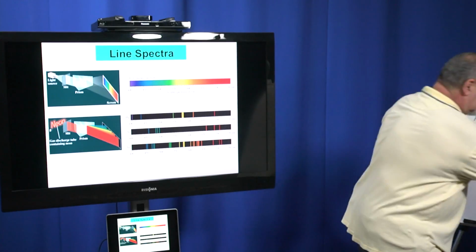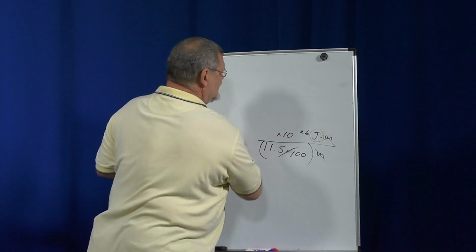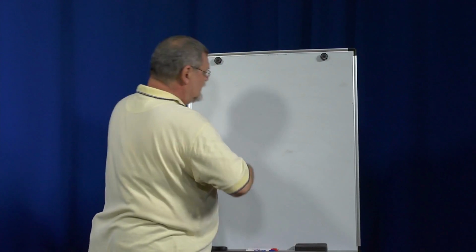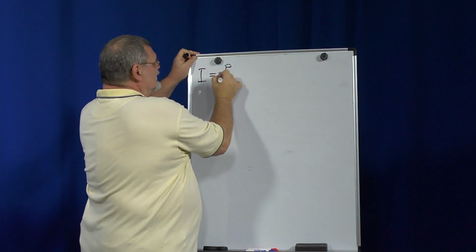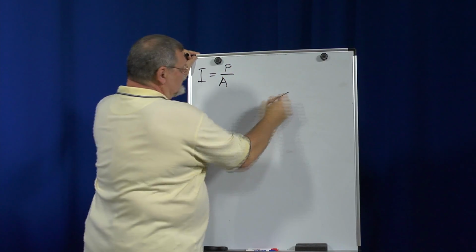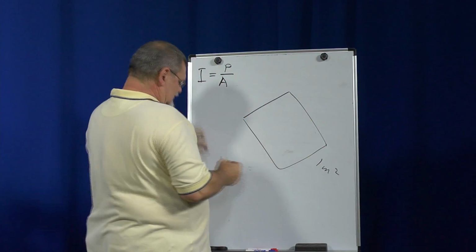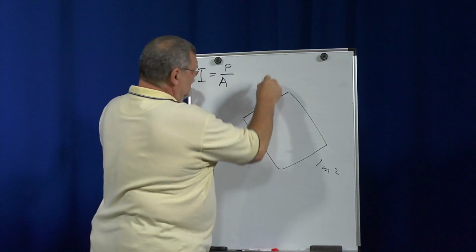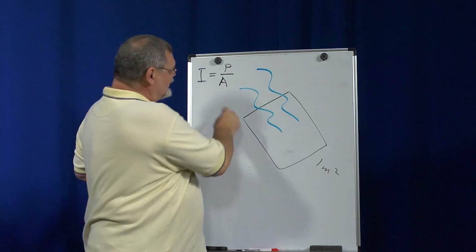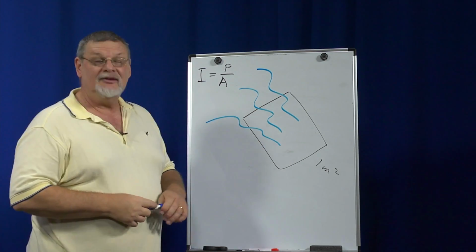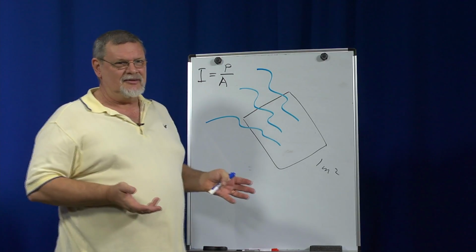Well, let me digress once again and talk about intensity. Strictly speaking, the intensity of light is the power of the light over a certain area. In other words, here I have, let's say, 1 square meter. And I've got a bunch of light waves hitting it. If I only have a few light waves hitting this area here, it's not going to be very bright, because that's what you think of as intensity.